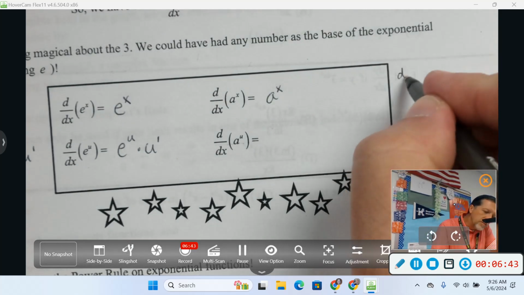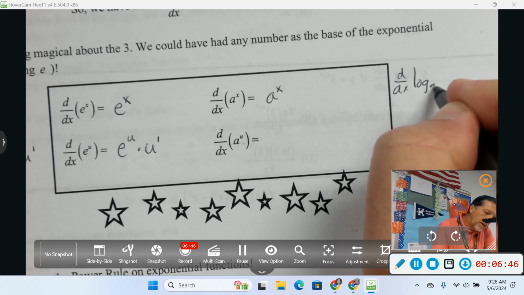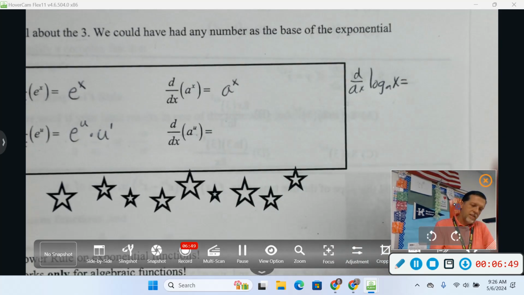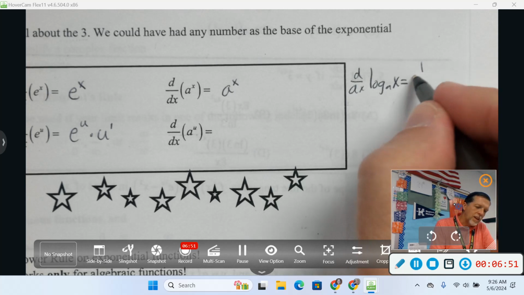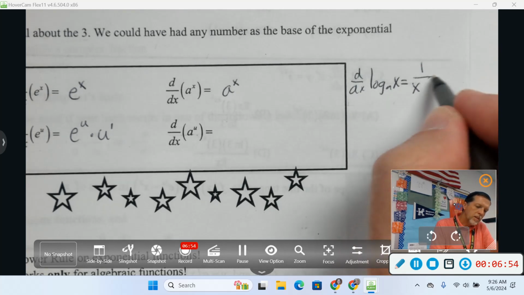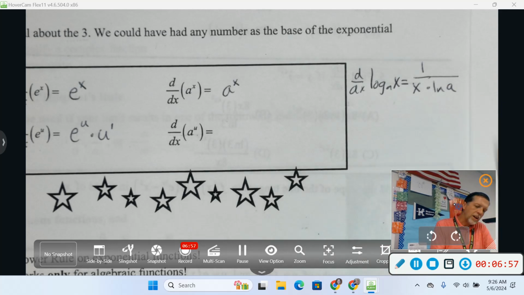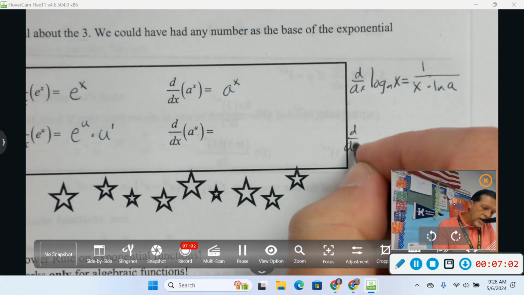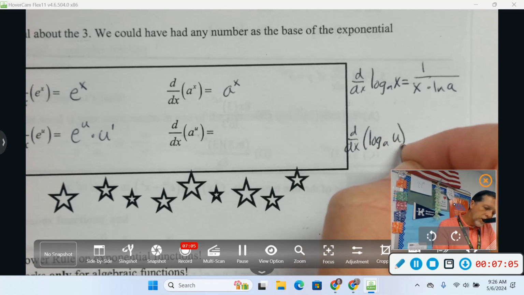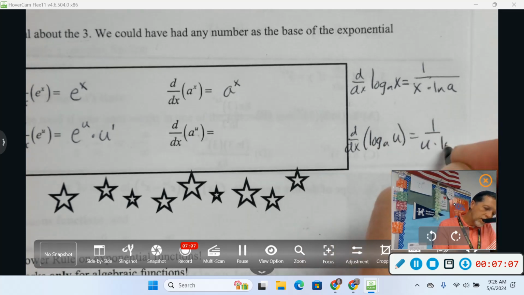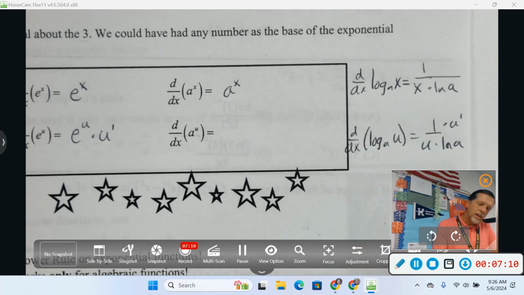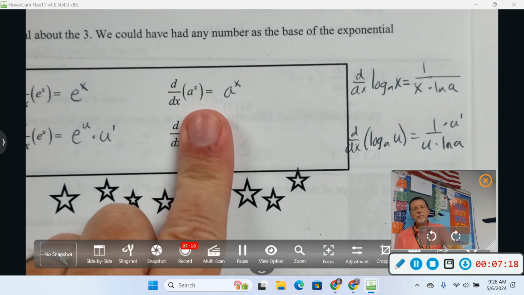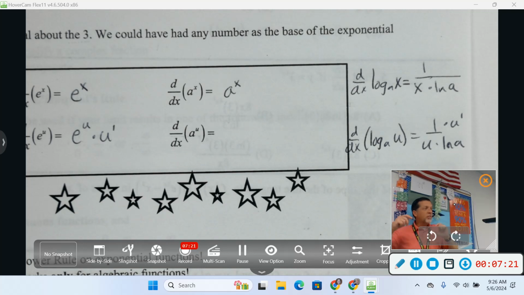Do you remember the derivative of log base a of x? So it's partly the same. It's still 1 over x in the bottom, but there's also a natural log of a in the bottom. And the derivative of log base a of u is 1 over u, natural log of a, times u prime. Again, that's old stuff, but that natural log of a in there is going to help us with the derivative we need today.